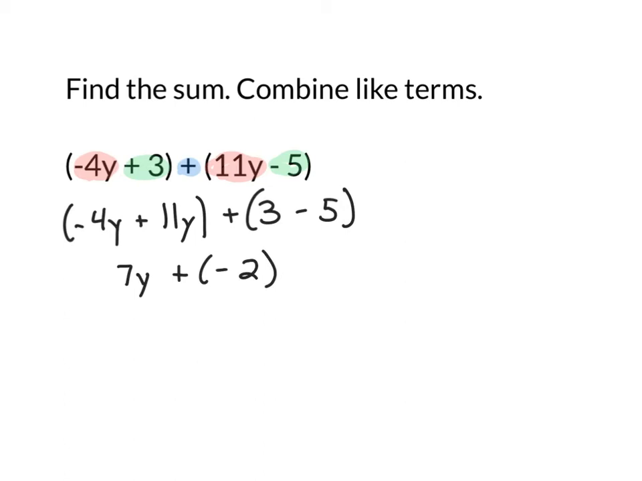Look at what we're left with. We have add a negative. We can simplify that by using the additive inverse. Instead of adding a negative, let's subtract a positive. So we have found the sum by combining like terms, and our equivalent expression is 7y minus 2.